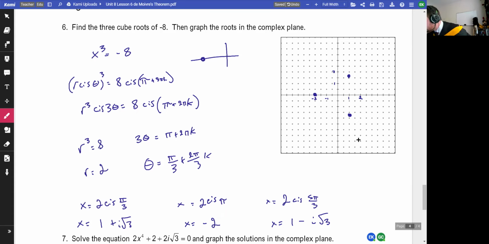But here's what I like to do. I'm going to go ahead and draw these. They're all the same magnitude away from the origin, which is kind of required. But the angle between each, in this case, is what? 2 pi over 3. And in every case, it's going to be the same angle in between.